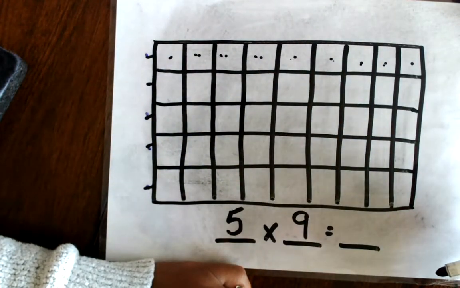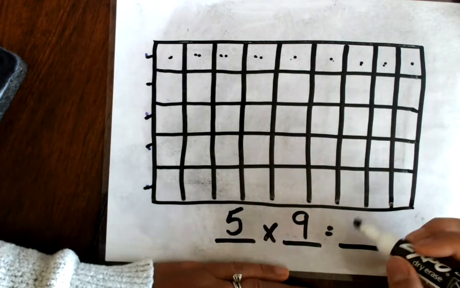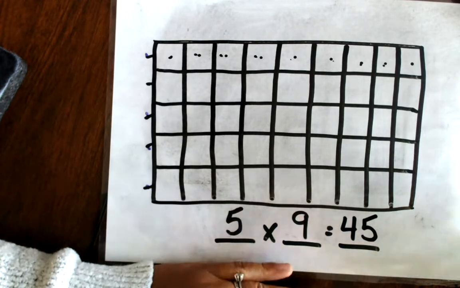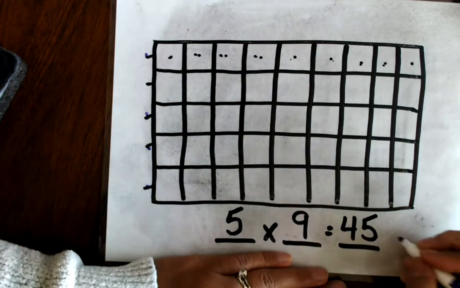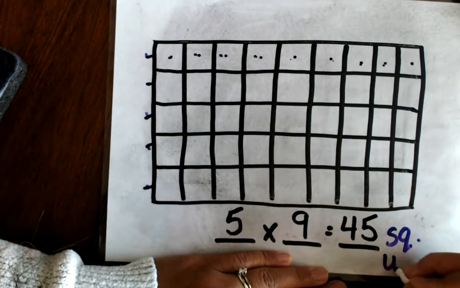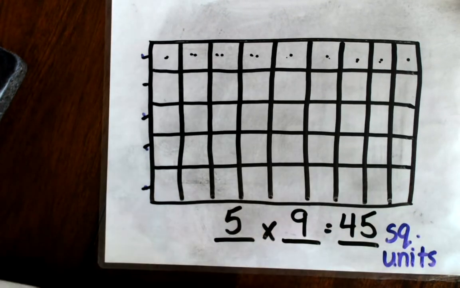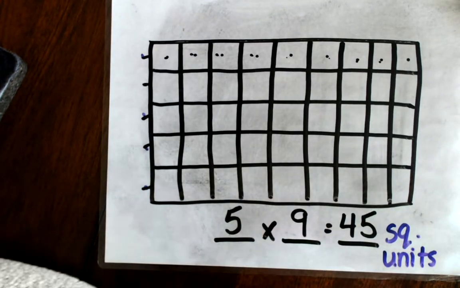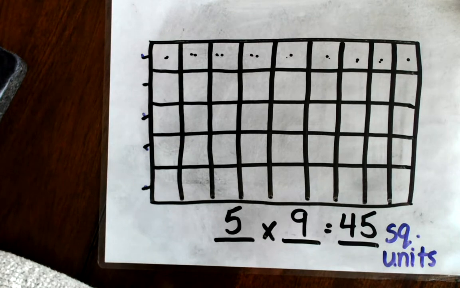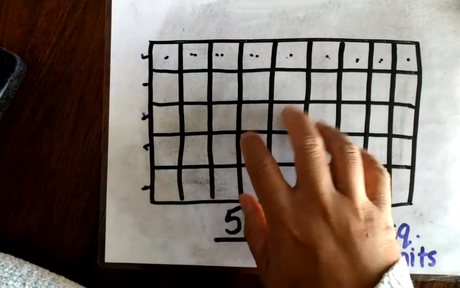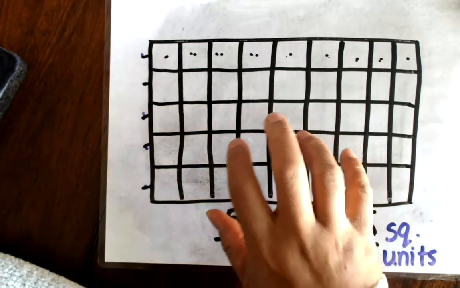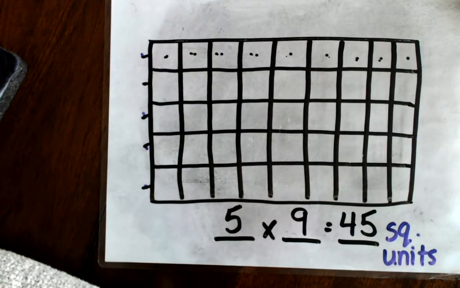So 5 times 9 is our equation. And what is 5 times 9? So that we don't have to count every single box. It's 45, right? So it's 45 what? Square units. Very good. And instead of having to count every single one of these, we use that multiplication equation to solve. Wow, easy, right? So easy.